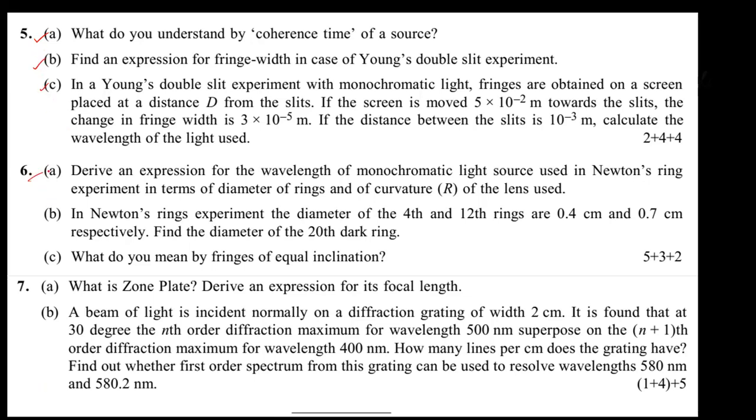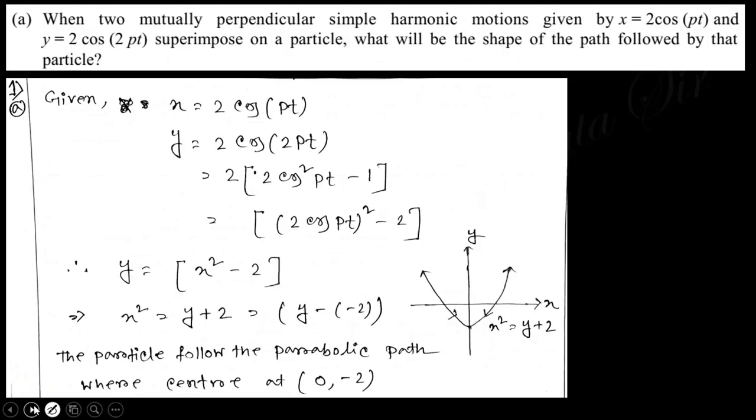5A, B, C, 6A, B, C, 7A, B. Okay, so all of these were asked in the 2021 CC4, that is the Wave and Optics paper. So let's start with the solution.